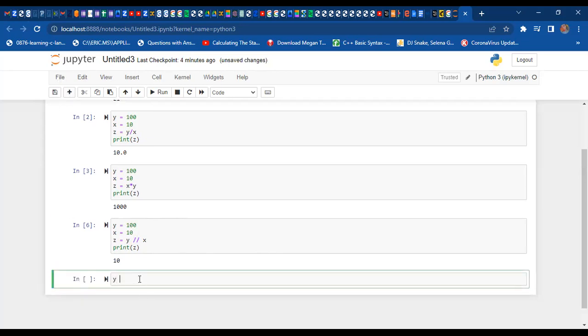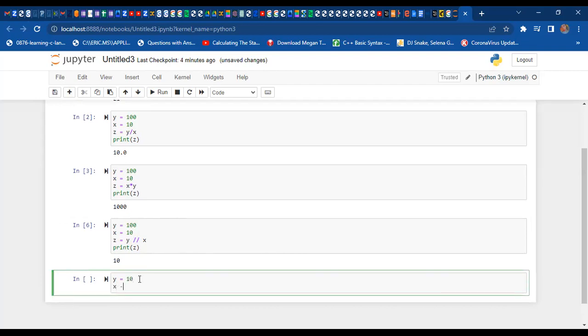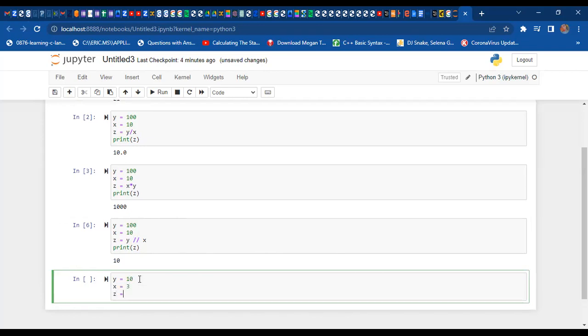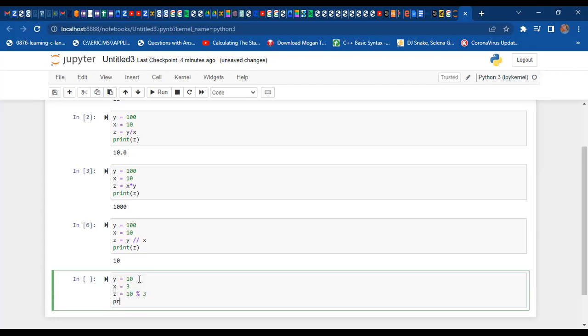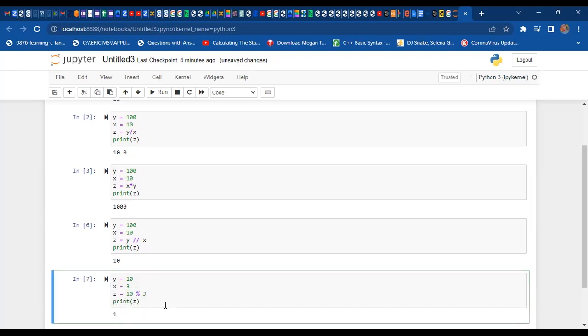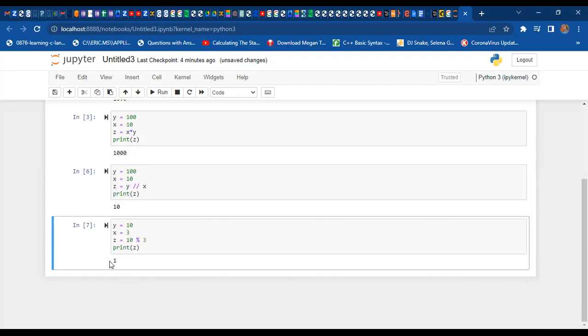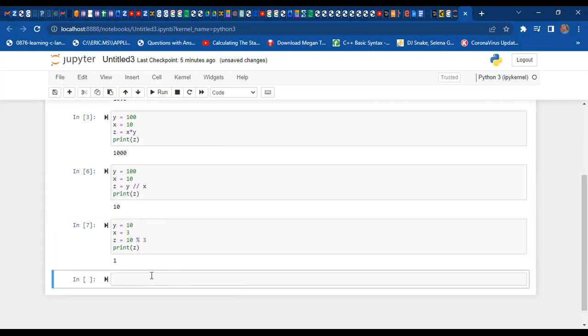y is equal to 10, x is equal to 3, z is equal to 10 modulus 3. Print z. It's going to give us 1. Now this is the remainder. The modulus gives you the remainder. Okay.